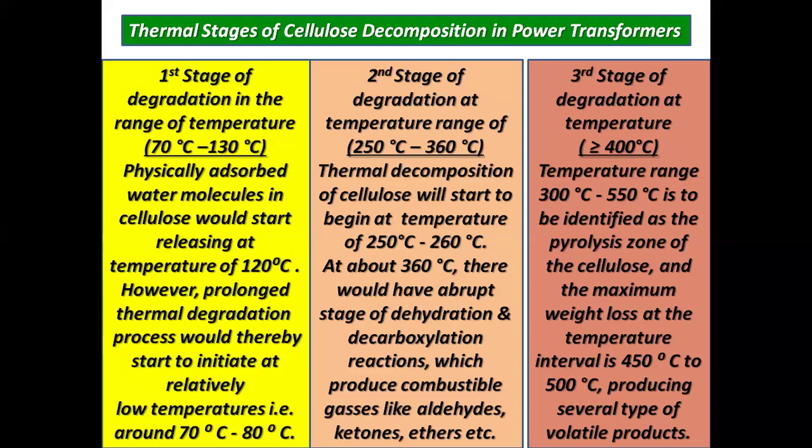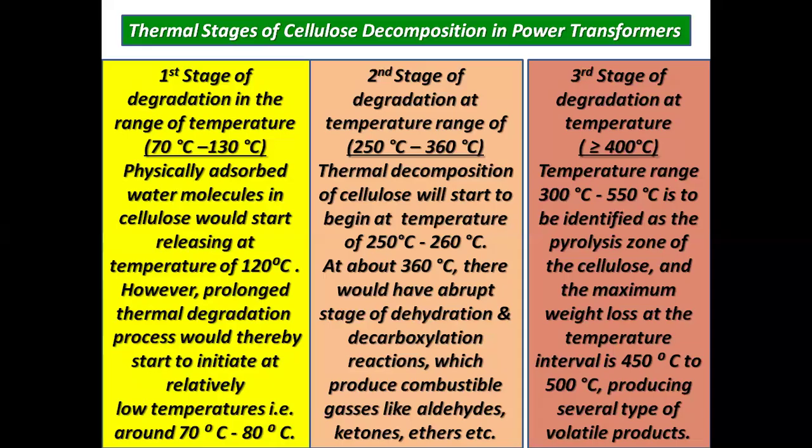Thermal decomposition of cellulose will begin at a temperature of 250 degrees centigrade to 260 degrees centigrade. At about 360 degrees centigrade, there would be an abrupt stage of dehydration and decarboxylation reactions which produce combustible gases like aldehydes, ketones, ethers, etc.